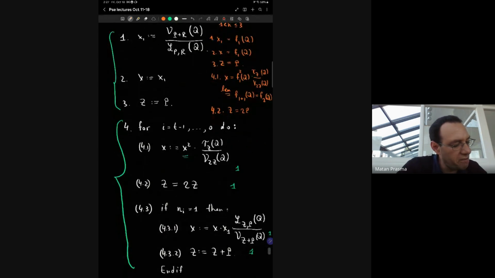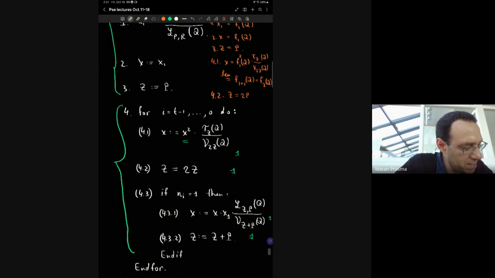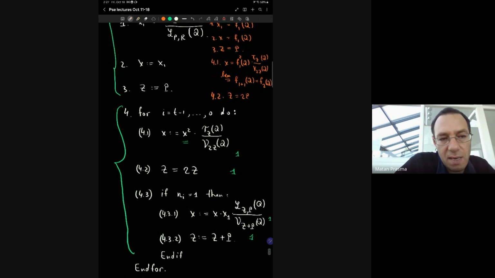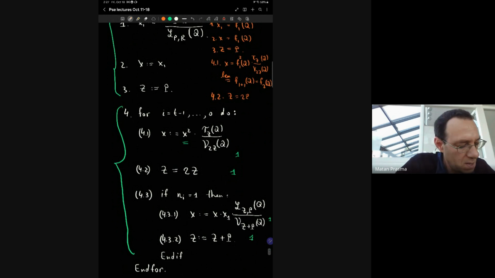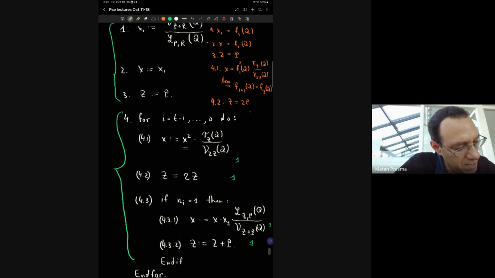And now I get into the for loop. Let's assume the for loop has one iteration, whether N0 is zero or one. So let's say I don't do the iteration. It means that N0 equals zero, I don't do the if iteration, then I return F2 of Q.